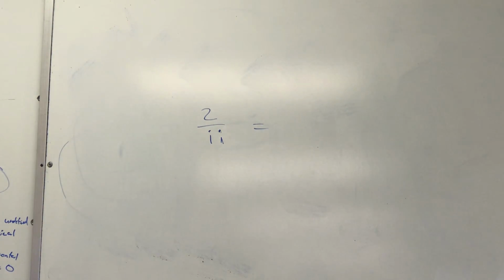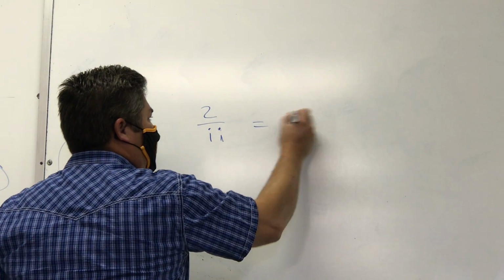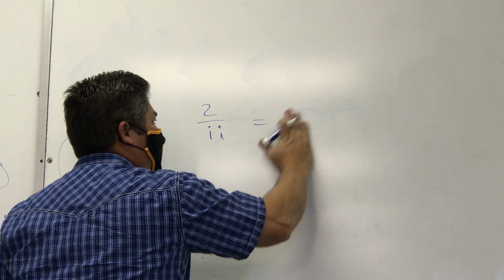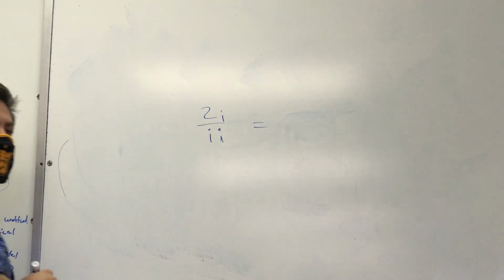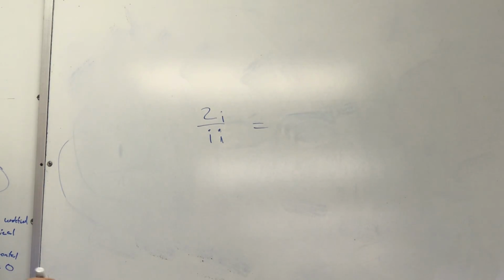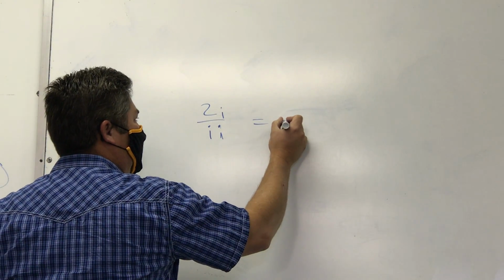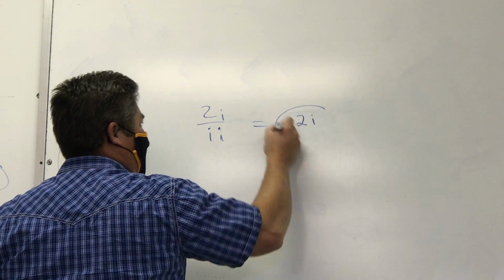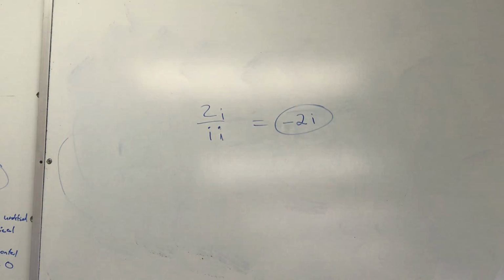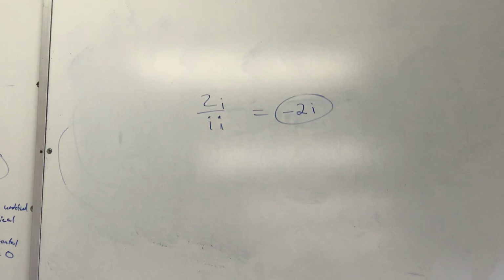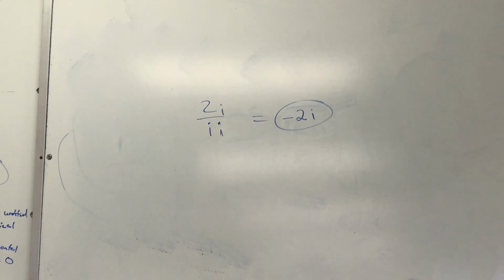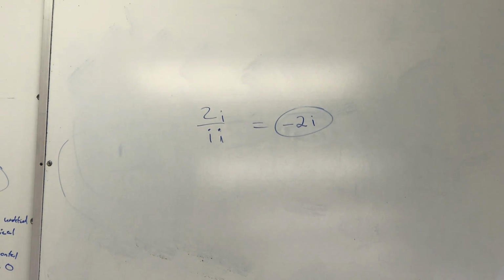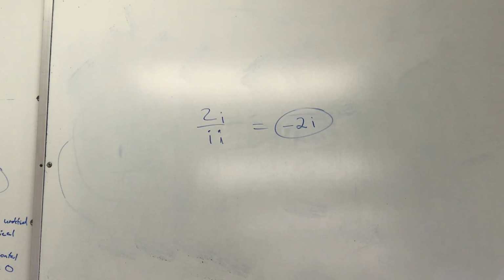i times i, what is it? i squared, which is what? Oh no, that's not right. Because if I times the bottom by an i, I gotta times the what? Top by an i. What is it then? -2i. How come I have a -2i? Because the bottom is going to make -1, times the top by an i also. That's the 2i. So it's -2i. Everybody with me on that? It's kind of tricky. Okay, how about this?